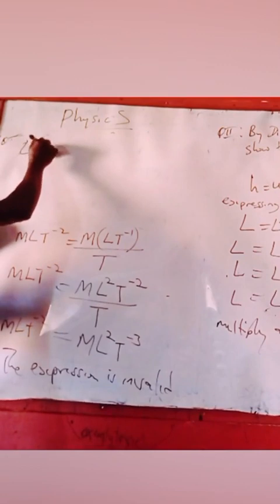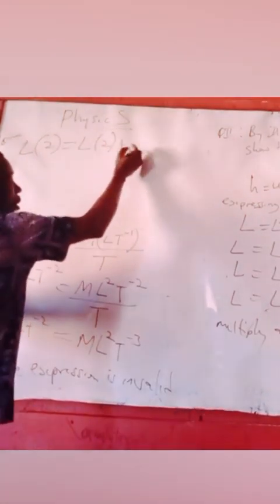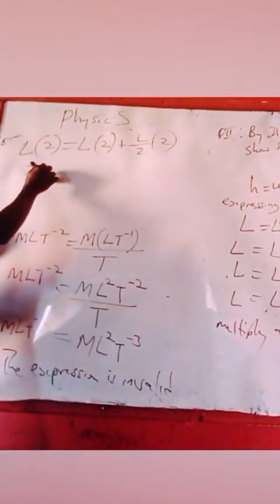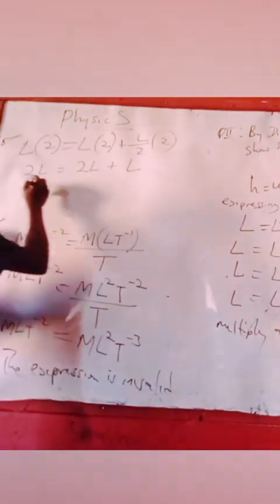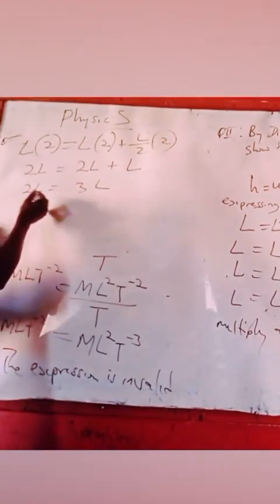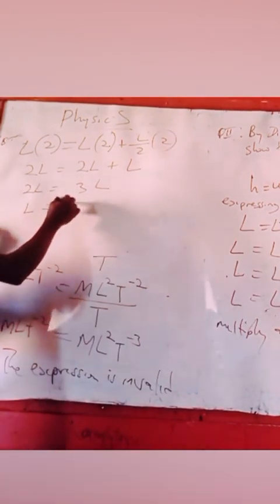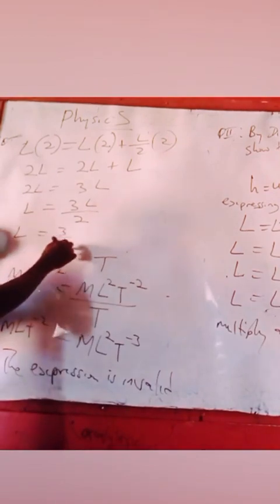2. Which means we are going to have L multiplied by 2 will be equal to L multiplied by 2 plus L over 2 multiplied by 2. And this will give me 2L equal to 2L plus, 2 cancels 2, L, which means 2L will be equal to 2L plus L, which will give me 3L. If this is so, if I divide both sides by the coefficient of this, L becomes equal to 3L over 2. Therefore, L becomes 3 over 2 L.